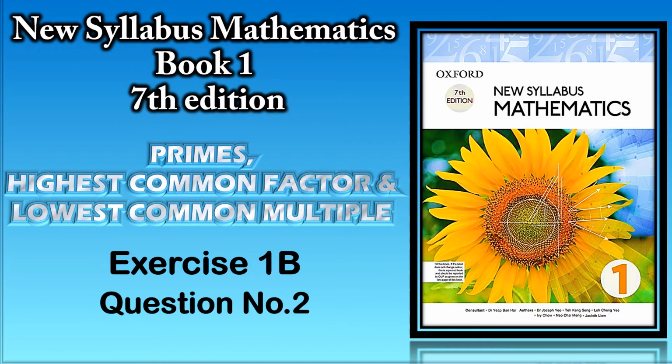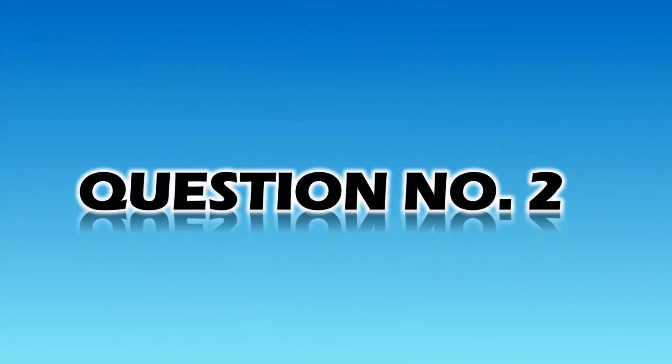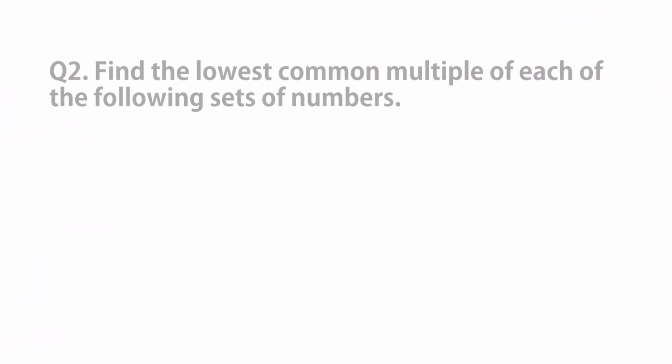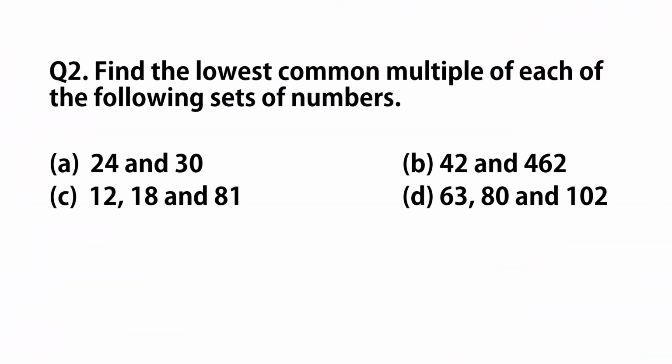New Syllabus Mathematics Book 1, 7th edition, Chapter 1, Primes, Highest Common Factor and Lowest Common Multiple, Exercise 1B, Question number 2, Basic Level. Question number 2. Find the lowest common multiple of each of the following sets of numbers.